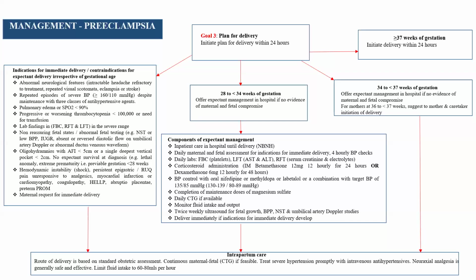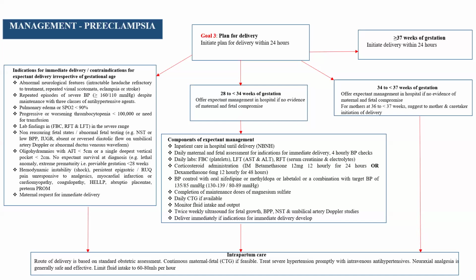Then you control the BP with oral nifedipine, methyldopa, or labetalol, or a combination of these, with a target BP of 135 over 85 millimeters of mercury. Then you ensure that you complete your magnesium sulfate doses, the magnesium sulfate protocol. Then you do a daily CTG if it's available. You monitor fluid intake and output. You do a twice weekly ultrasound where you're looking at fetal growth, biophysical profile, non-stress test, and umbilical artery Doppler studies. And you deliver immediately if indications for immediate delivery develop.